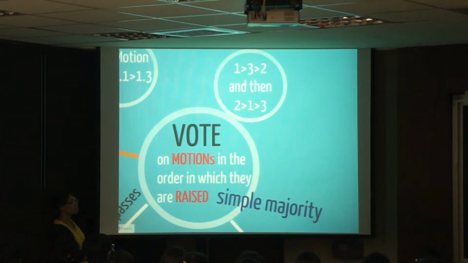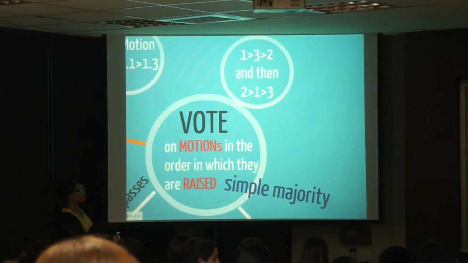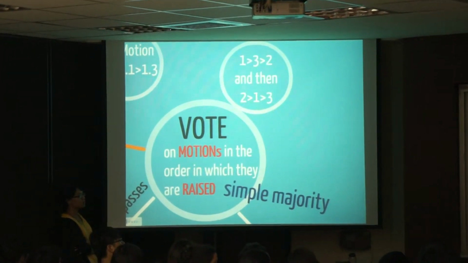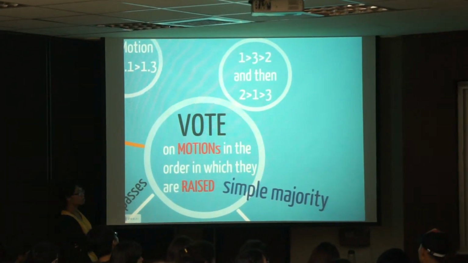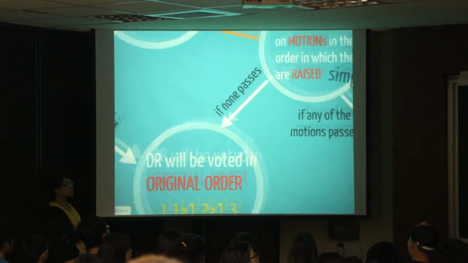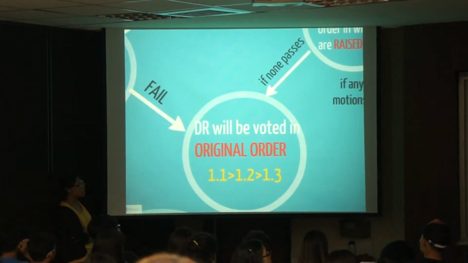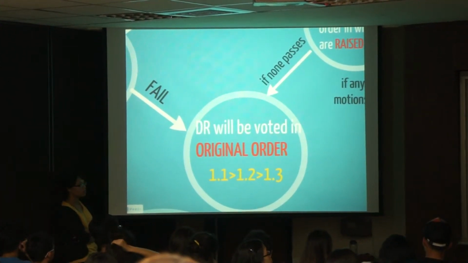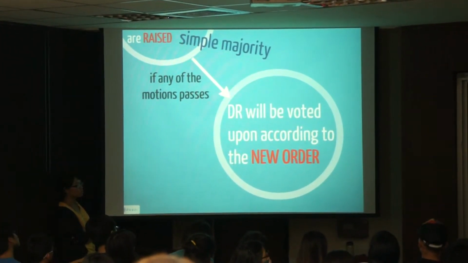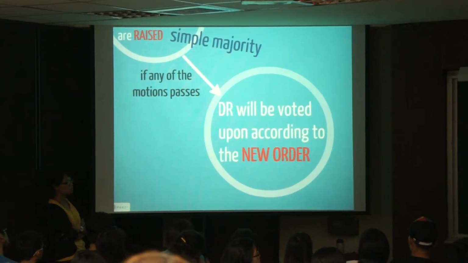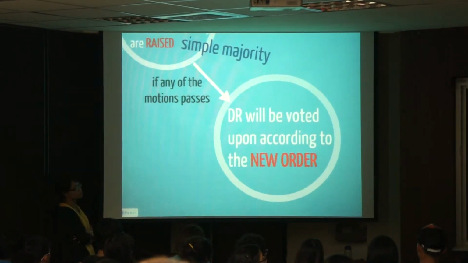And then after all the motions are taken, you will vote on the motions in the order in which they are raised. If China raised first, then you will vote on China's motion first, and then you will vote on other delegates' motions. And it requires simple majority for the motion to pass. If none of those motions passes, then the DRs will be voted in the original order. However, if any of the motions passes, then DRs will be voted upon according to the new order. For example, 1.1 before 1.3 before 1.2. Is that clear?